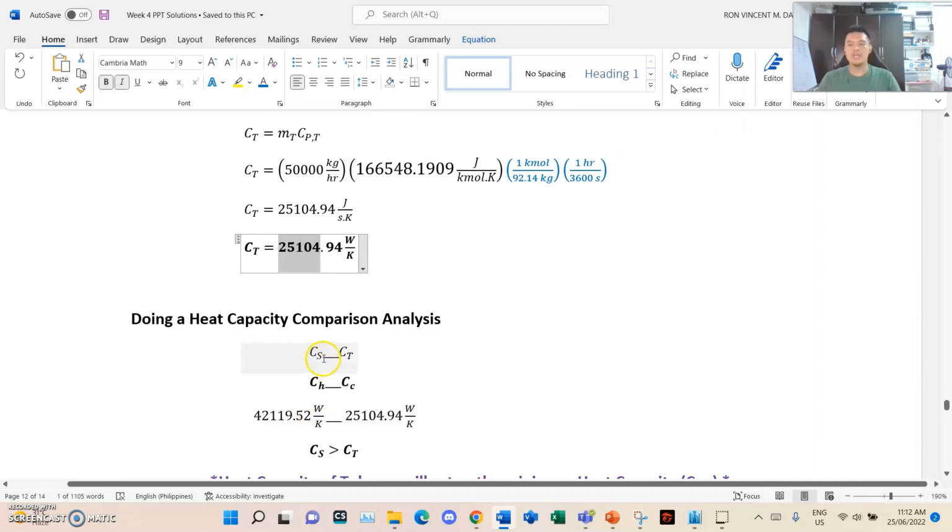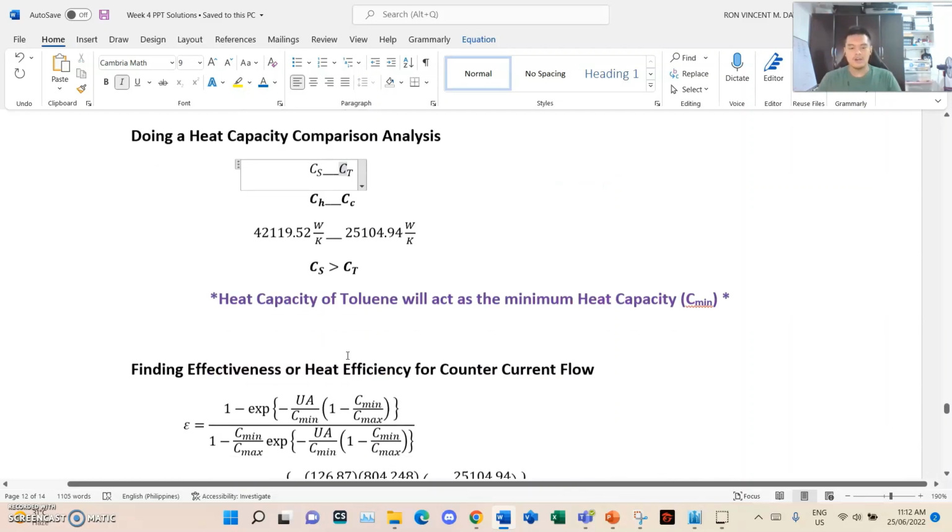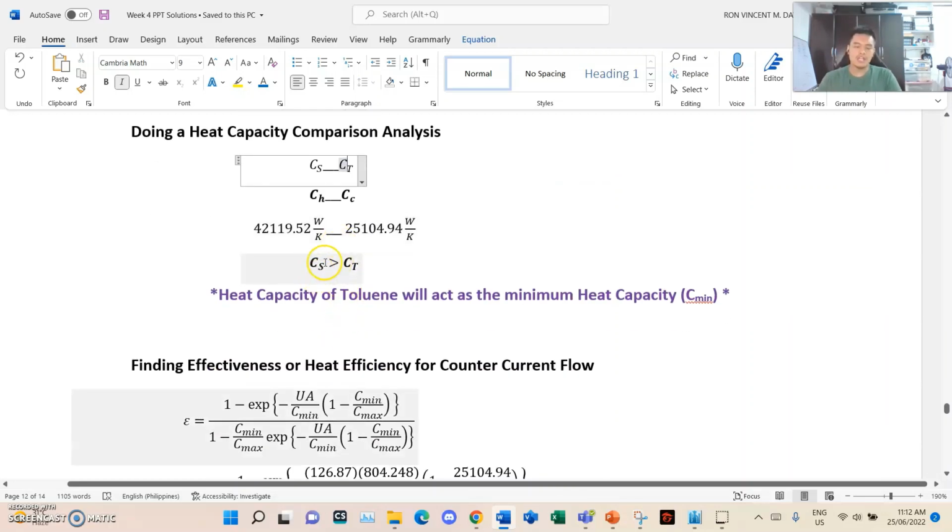Then, we need to do a comparison. Between the heat capacity of styrene and the heat capacity of toluene, the bigger one is styrene and the smaller one is toluene. This means that the heat capacity of toluene will act as the minimum heat capacity, and vice versa, the maximum heat capacity is the heat capacity of styrene.